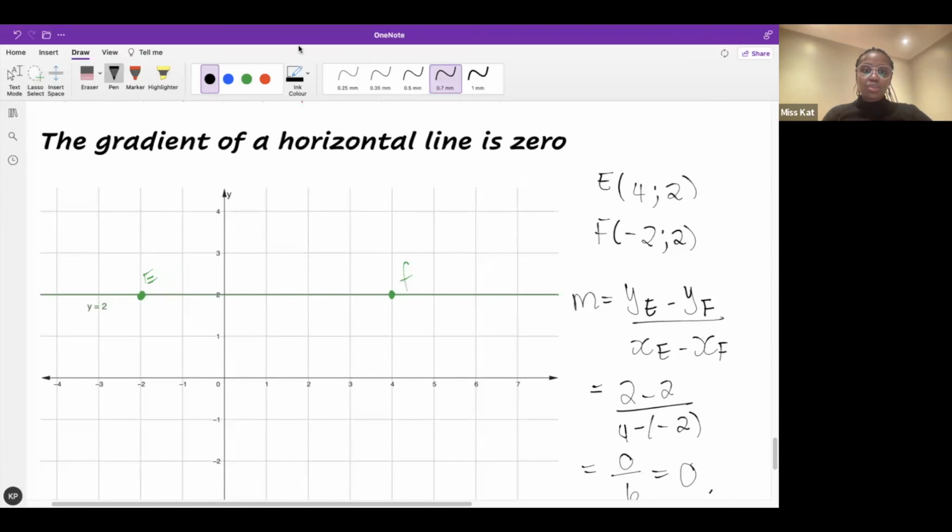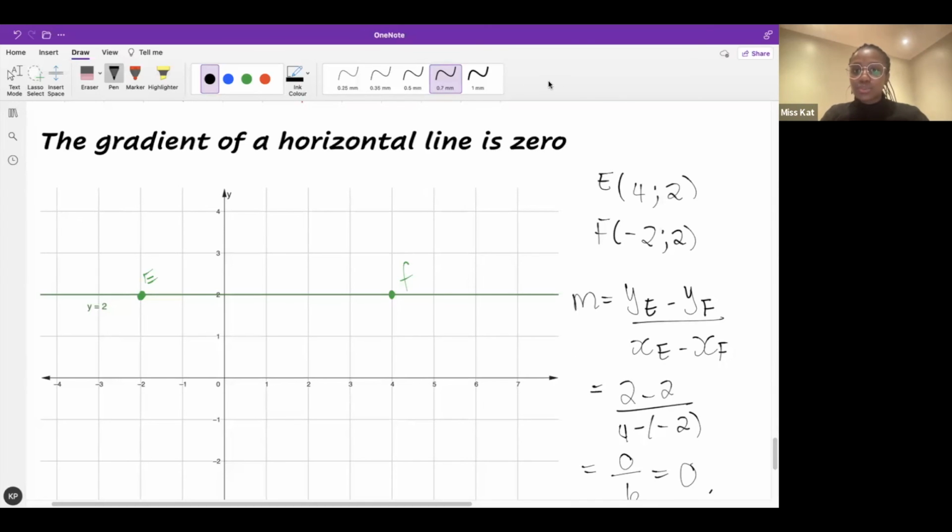Do we get those two concepts? I'm checking in now on the gradient of a horizontal and the gradient of a vertical graph. Thumbs up, thumbs down. If you forget, guys, you can always just work it out. And then you'll see that it ends up being 0 or it ends up being undefined. The important thing is to know the formula here.